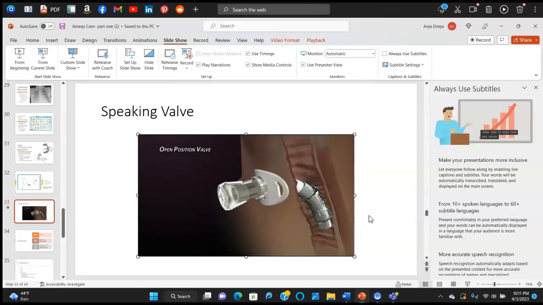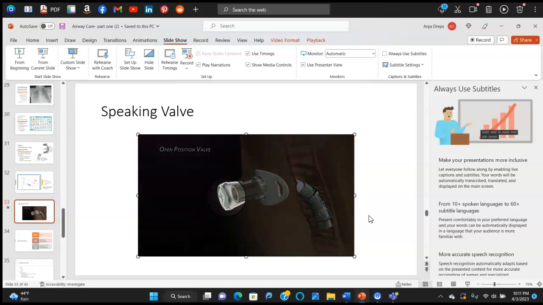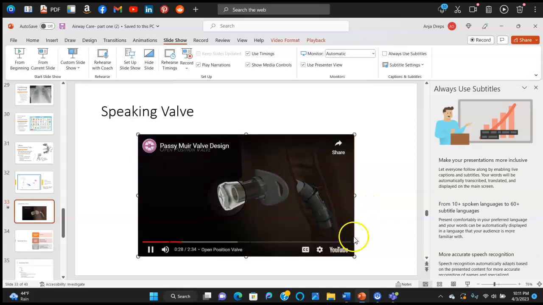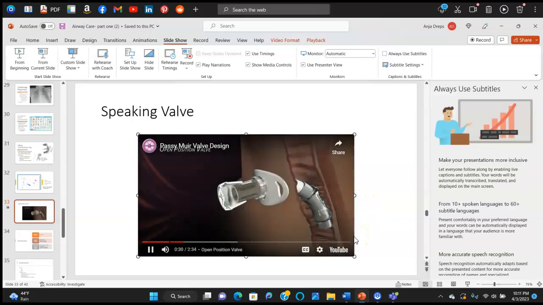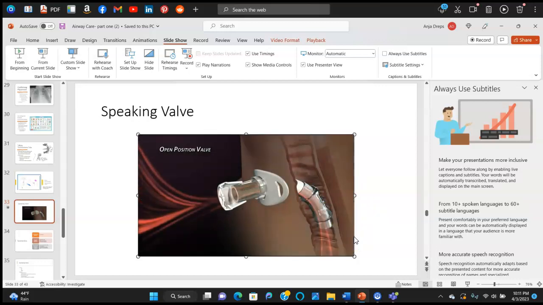An open position valve uses a membrane or diaphragm to perform the valve opening and closing functions. The membrane flexes during inhalation, which allows air to pass around it and through the tracheostomy tube. When the inhalation cycle reaches its peak, the membrane temporarily relaxes and returns to its normal position. At this point, the valve is not actually closed.